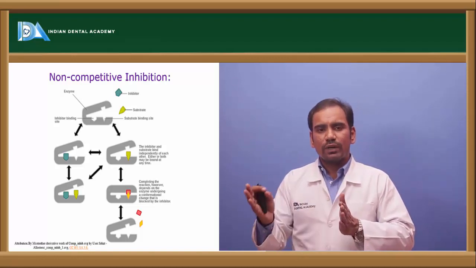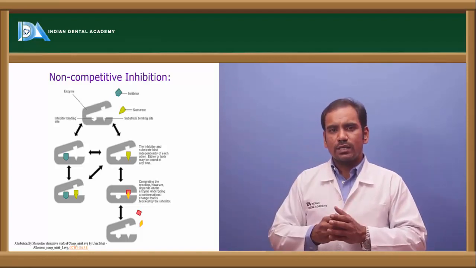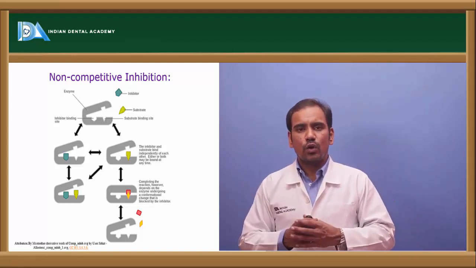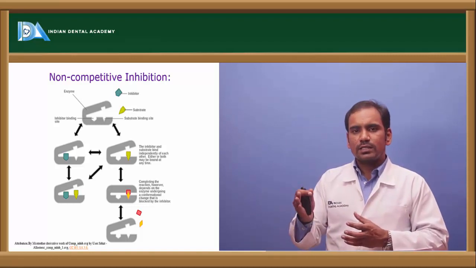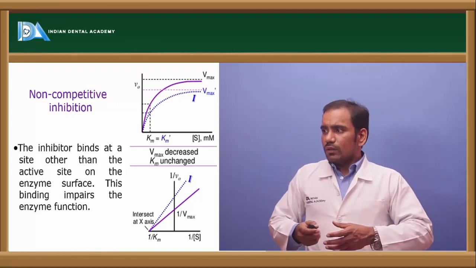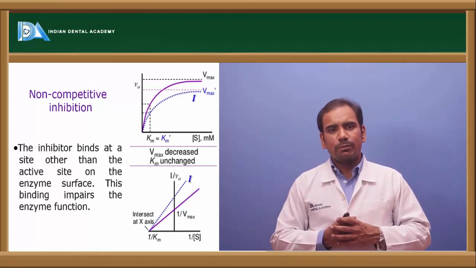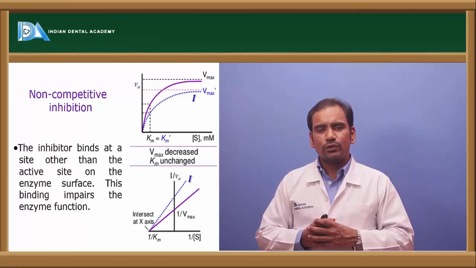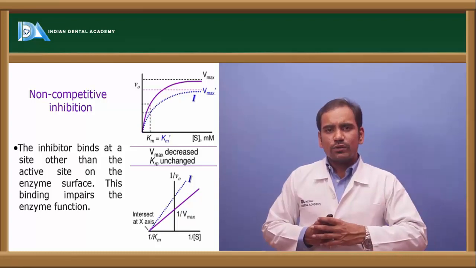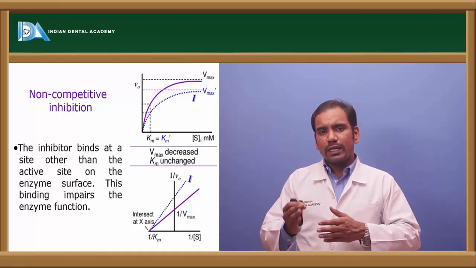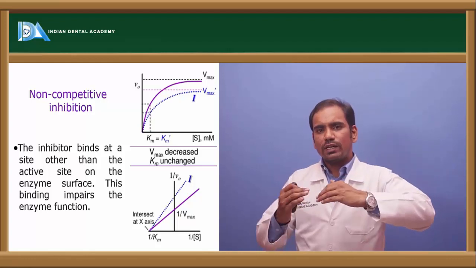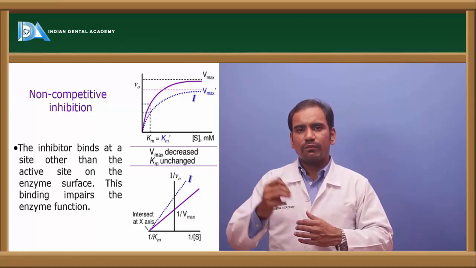So the inhibitor won't affect the binding of substrate to the enzyme. Still there is inhibition because of formation of the ESI complex, and the ESI complex cannot give rise to products. So what happens to the Km value and velocity maximum in case of non-competitive inhibition? As we have seen, in case of competitive inhibition, there is an increase in Km value because we are increasing the concentration of substrate to attain the maximum velocity to overcome the effect of inhibitor.